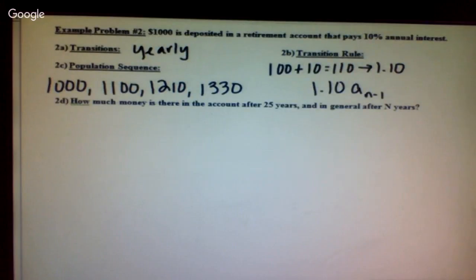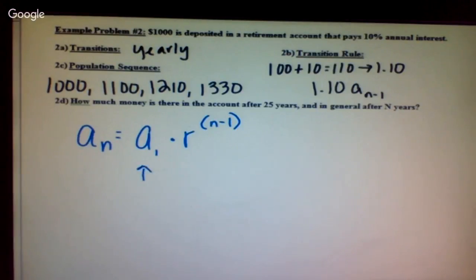So let's go backwards now. A sub n. Let's use the one that you would be given on your test. So A sub 1 times R raised to the n minus 1. What value goes in here for A sub 1? 1,000. Yep.